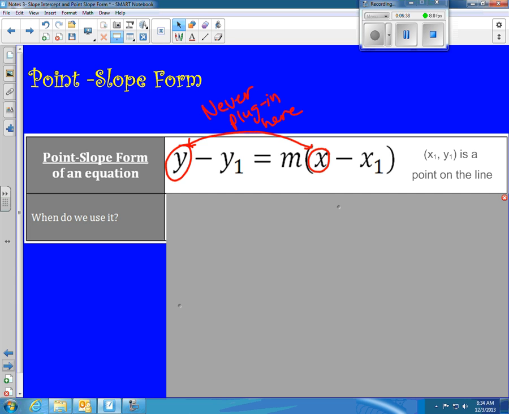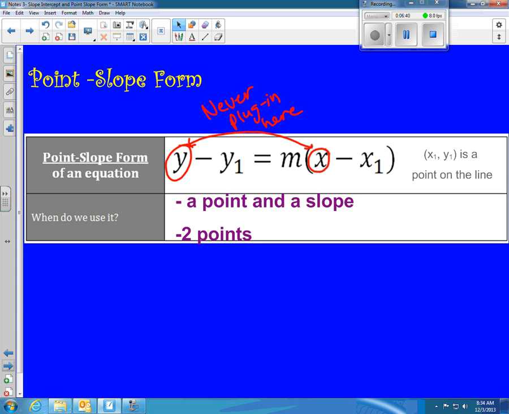So, when do we use point slope form? Well, you use point slope form when you're given a point and a slope. So on the last page on the slope intercept stuff, we dealt with when we got a slope and a y-intercept. Well, here we're talking about a slope and an actual point, an ordered pair. Or when you're given 2 points, you are going to also use point slope form.